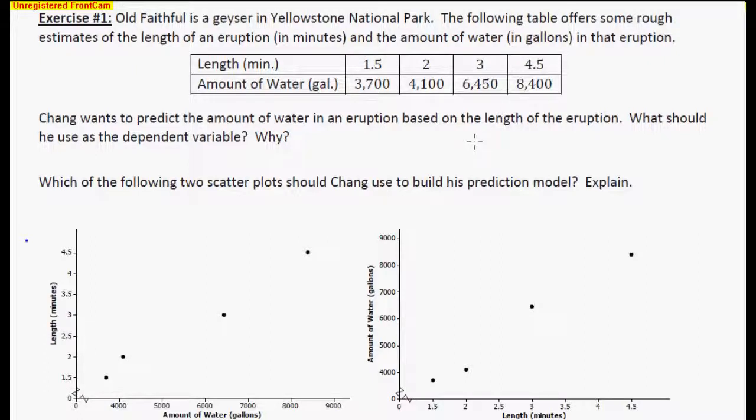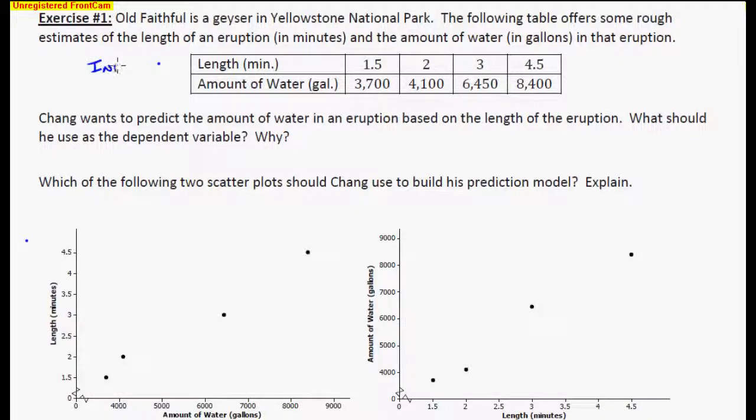So it says Chang wants to predict the amount of water in an eruption based on the length of the eruption. What should he use as his dependent variable? Okay, so this goes back to something we did in the previous video as to which one of these drives the other. And I think this one is pretty apparent here. You can tell that the length of the eruption would cause more water to be thrown out of this geyser. All right. So I'm going to say that the length of the eruption is going to be the independent variable.